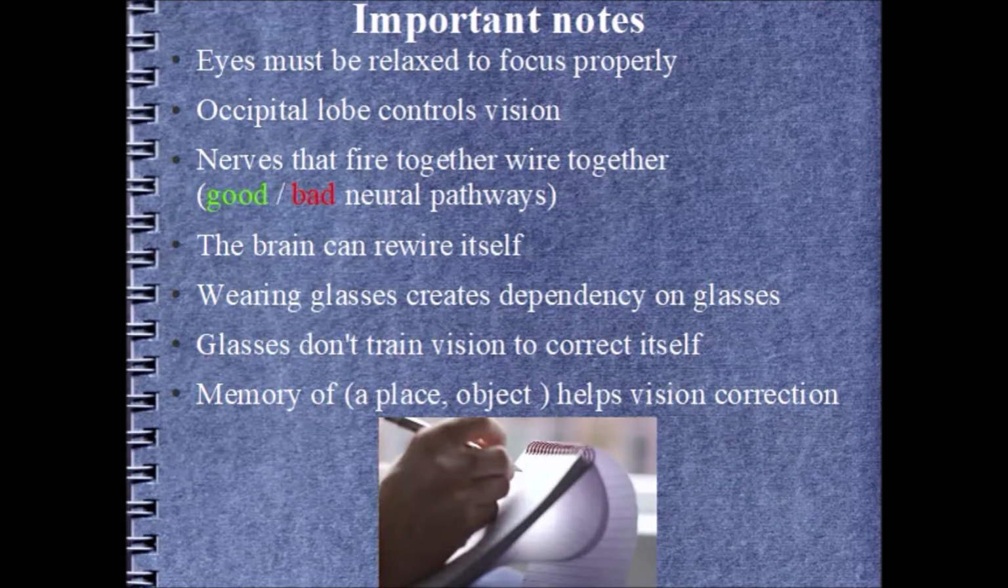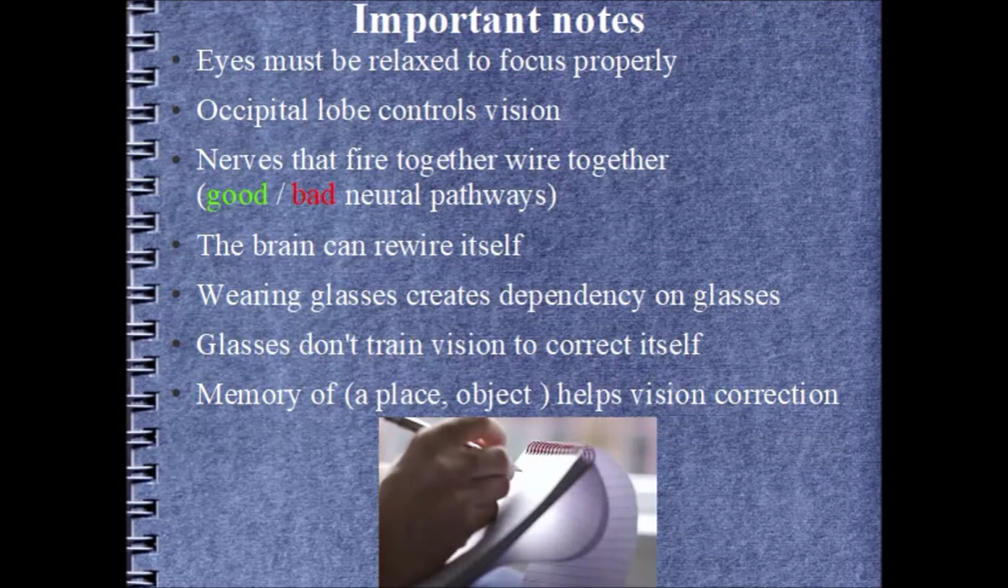Your occipital lobe controls vision. Your occipital lobe is in the back of your brain, and that's the control center of your vision. So it might be good for you to put focus there during meditations or while you're walking, to put more focus into your occipital lobe area.